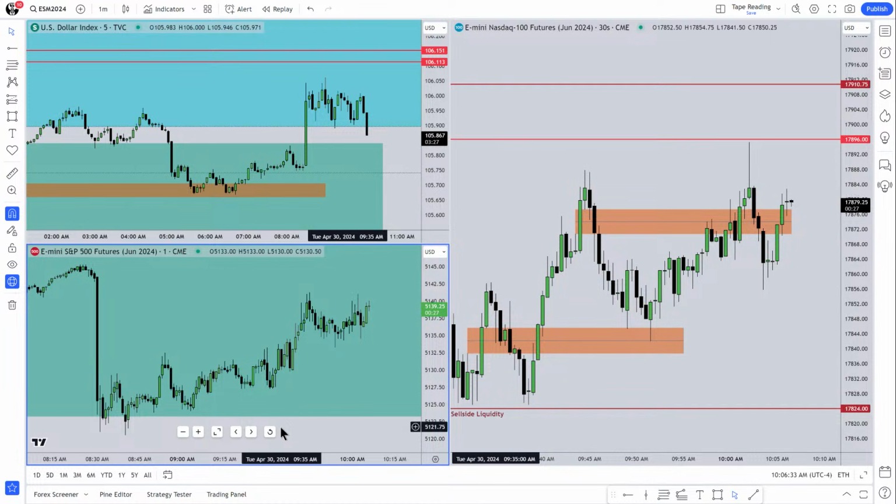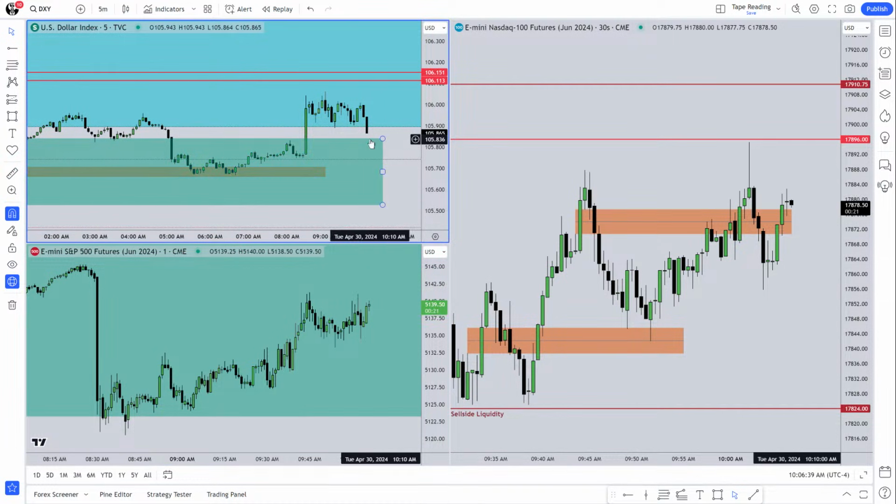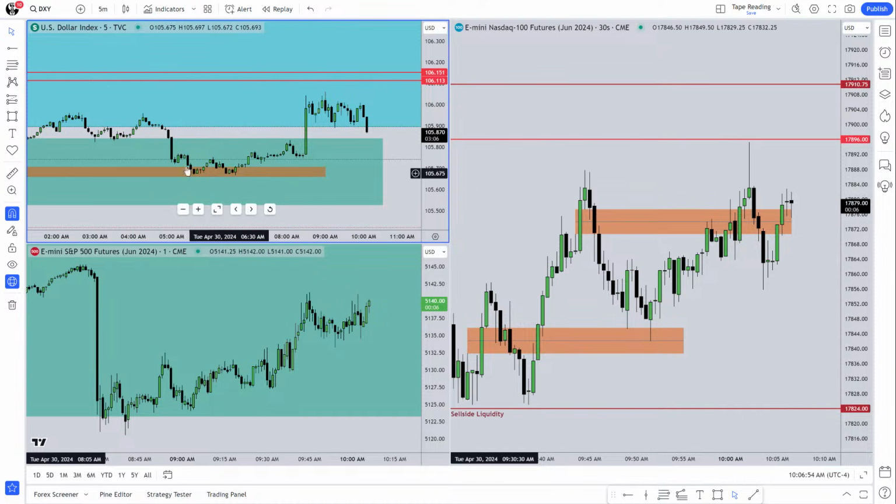That daily fair value gap's high is in the upper quadrant of that imbalance. So this level here to about there would need to be support for dollar. Otherwise, if it breaks below that, we're probably going to see it give up the ghost and run for its sell side.